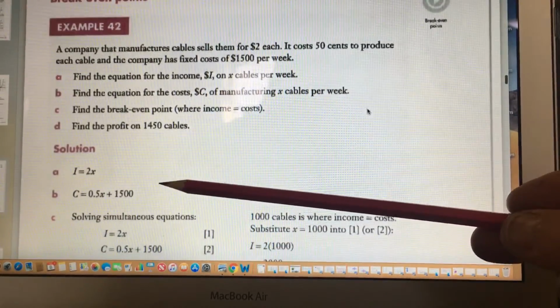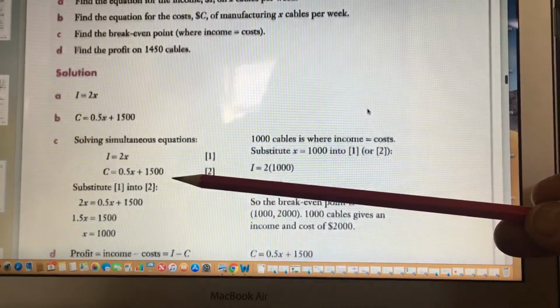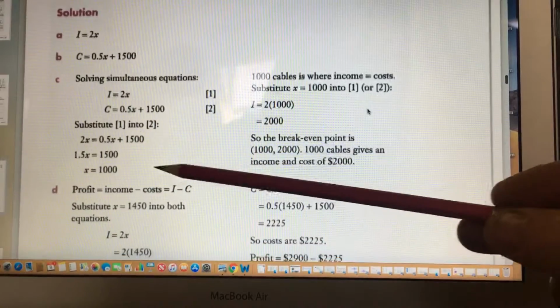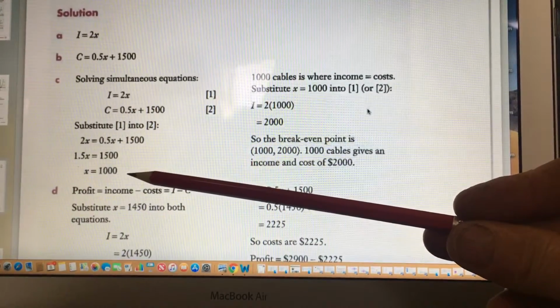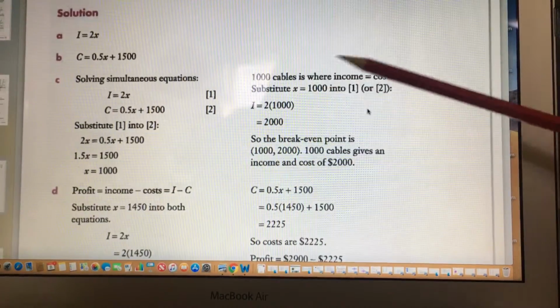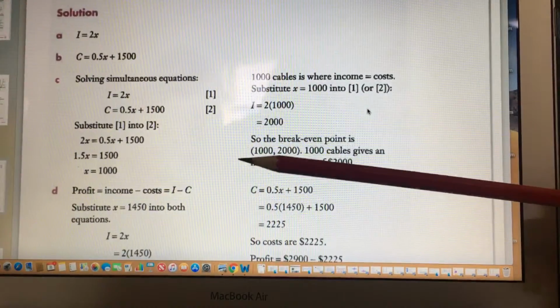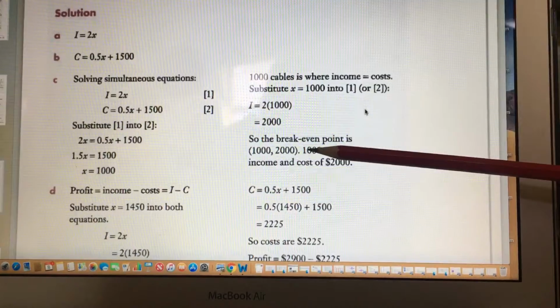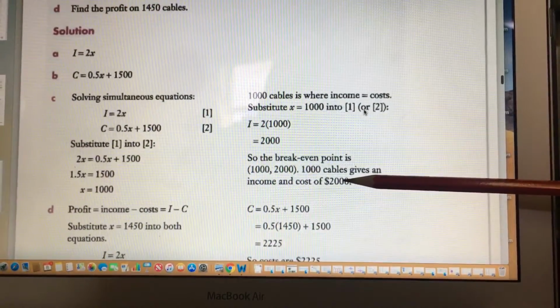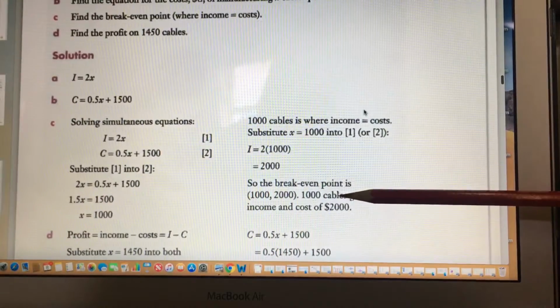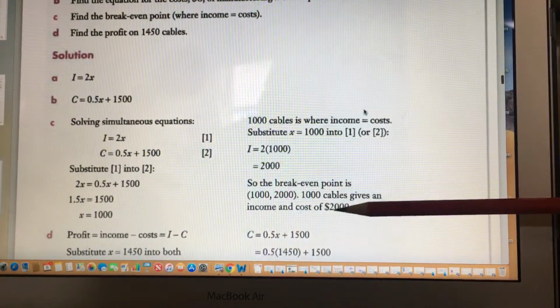Then you have to solve them simultaneously to get the break-even point. So you solve them simultaneously, you end up with, just jumping to it, 1,000 cables. So when there's 1,000 cables, you are going to break even. So the break-even point is 1,000 cables and a cost of $2,000. So the income equals the costs at that point.